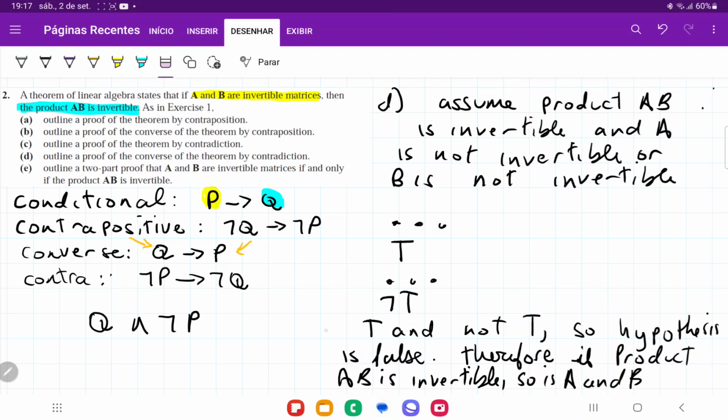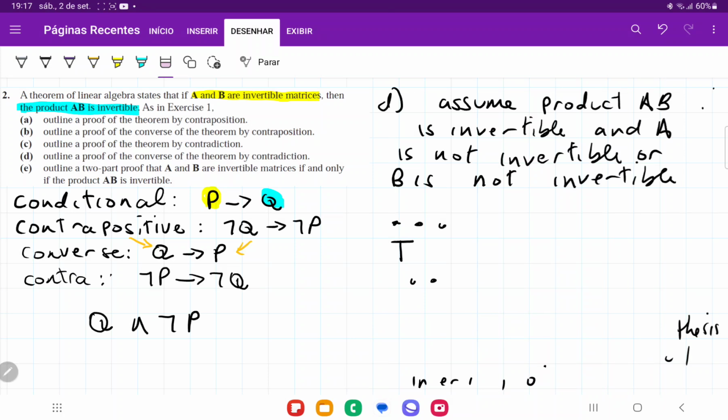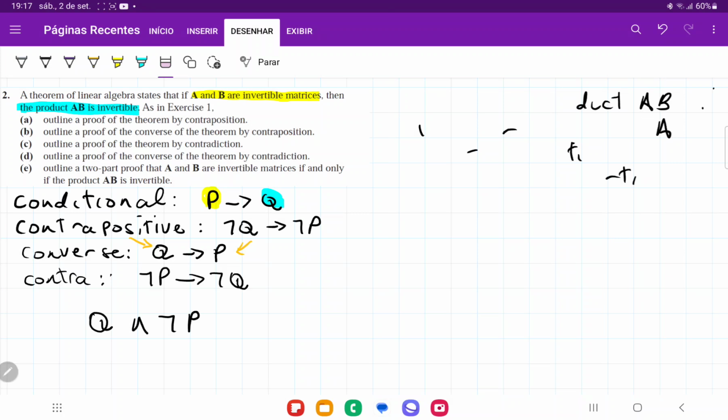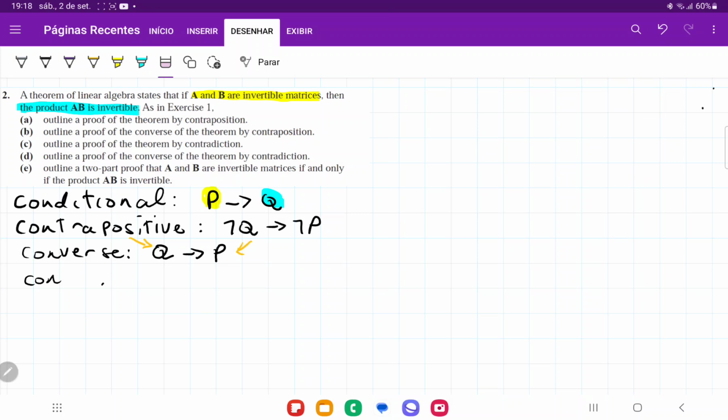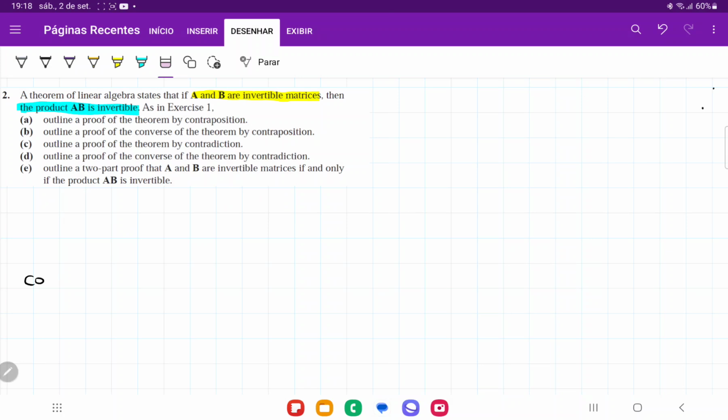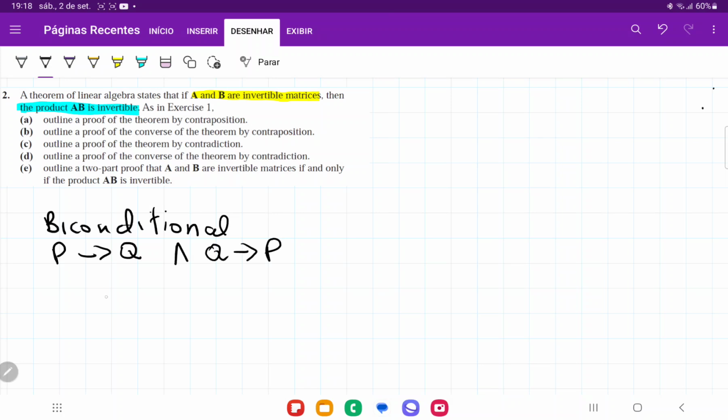And lastly, for item E, we are going to do a two-part proof that A and B are invertible matrices if and only if product AB is invertible. Okay, so now we're going to the biconditional. So the biconditional is of this form. It's of the form, if P implies Q, we have to show this, and Q implies P. So first we would do the proof of the conditional and then the proof of the converse.